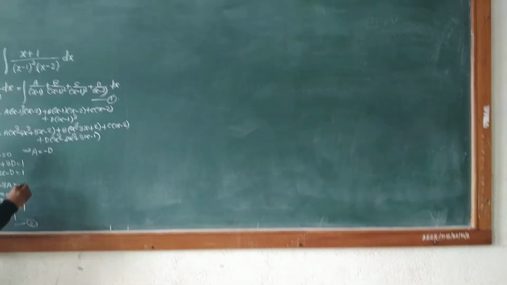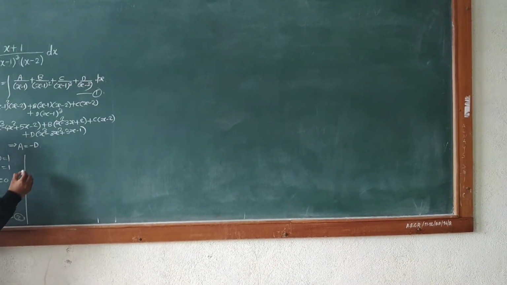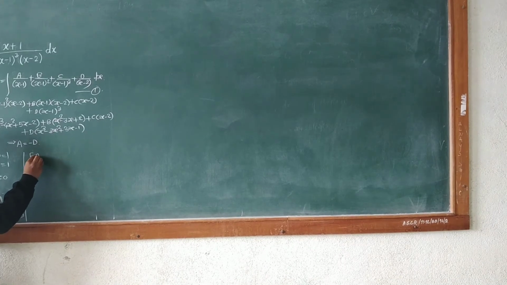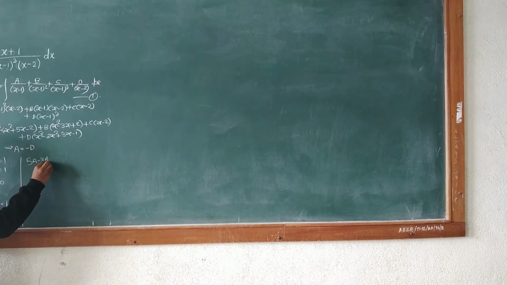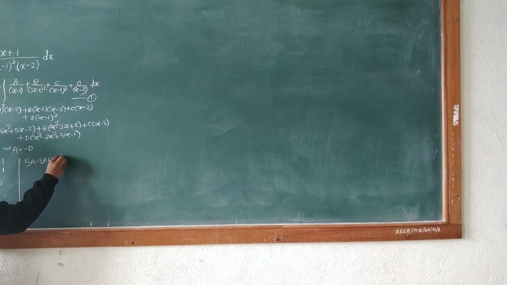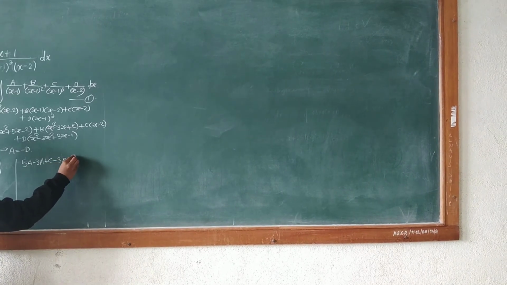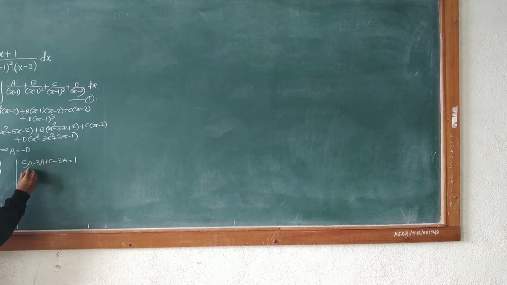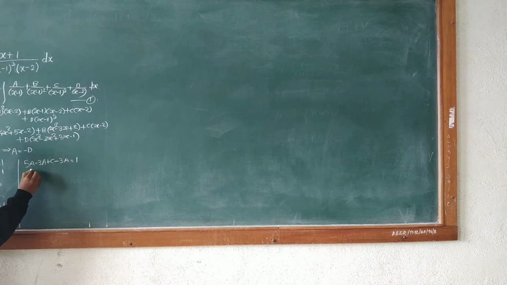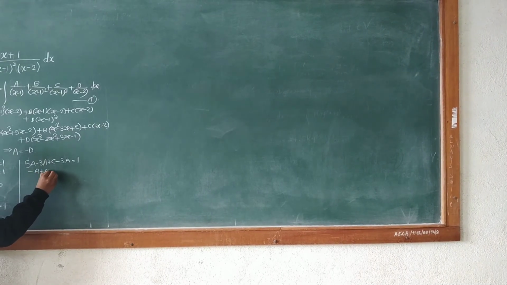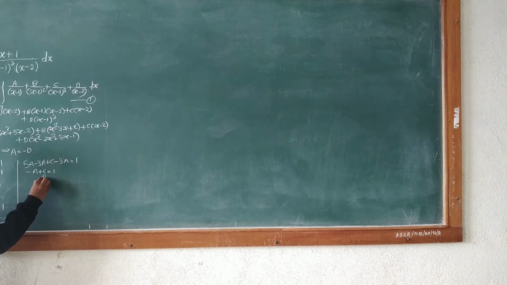Now the equation 5a minus 3a plus c minus 3a is equal to 1. On solving this equation, we get minus a plus c is equal to 1. Number this equation as 3.